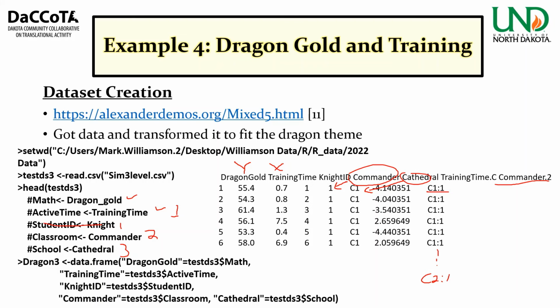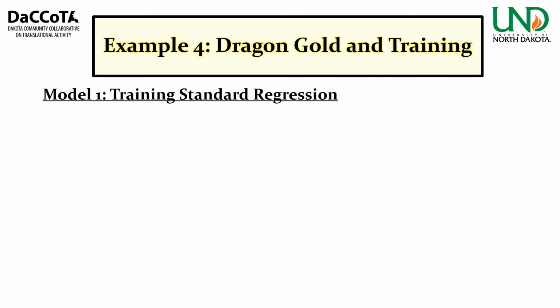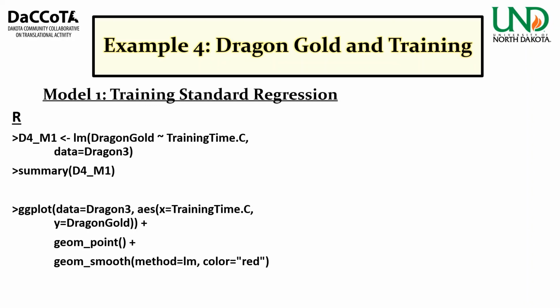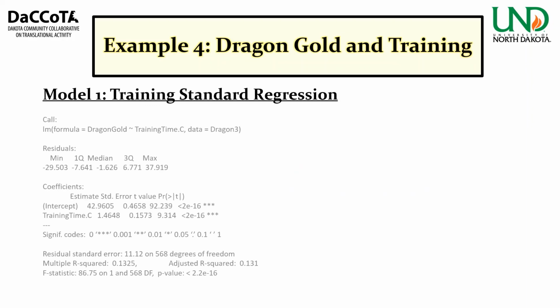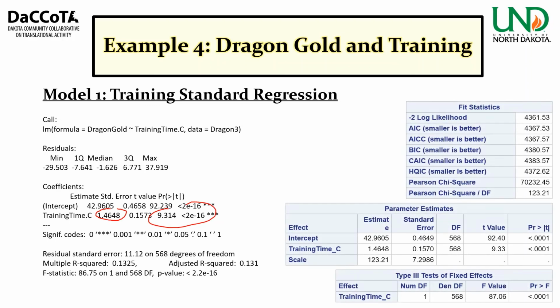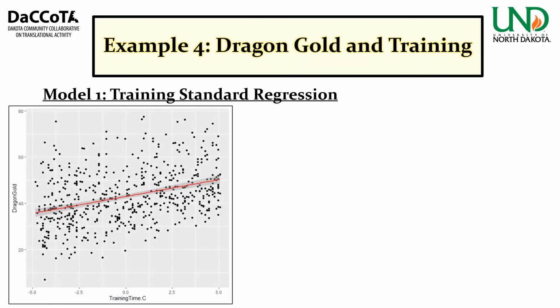Standard regression, no frills other than level 1. Dragon gold is a function of training time. And it looks like that is significant. Training time was significant. What we saw is as training time increased, dragon gold increased as well. You can see there's a whole lot of variability.